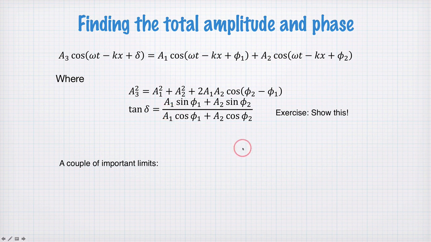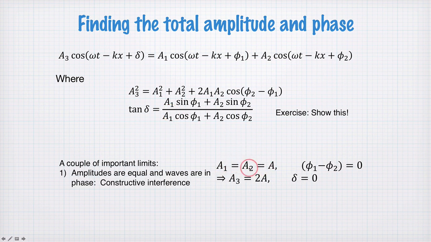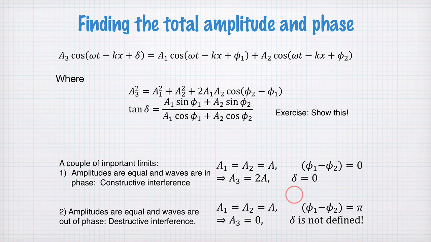Now, a couple of important limits. If we have equal amplitudes and the phase difference is 0, then A3 is 2 times A. So if A1 equals A2 equals A, then A3 is just twice the initial amplitude, and delta is equal to 0. The phase of the total wave is the same as the original. Another important limit, again with equal amplitudes: if the phase difference is pi, then the waves are completely out of phase and we get total destructive interference. So this would be constructive interference, and this is destructive interference.